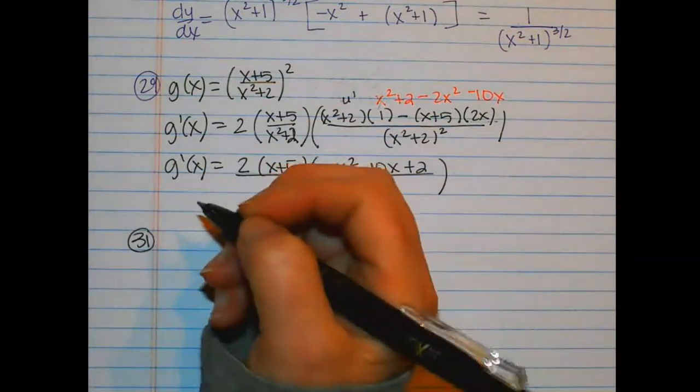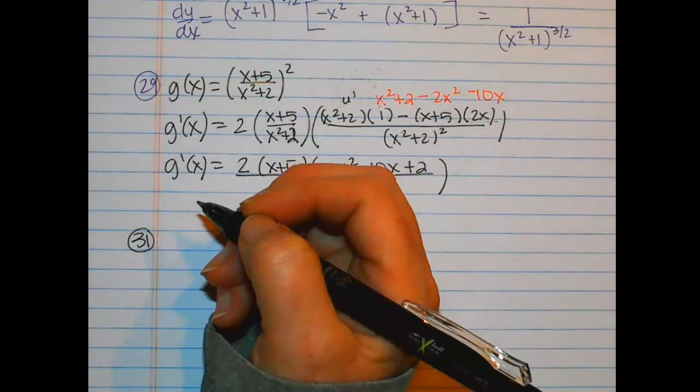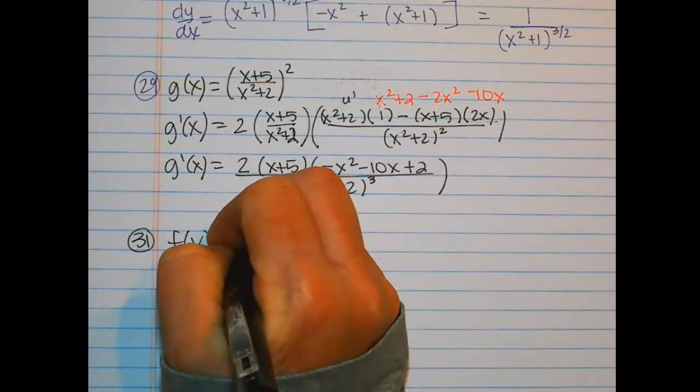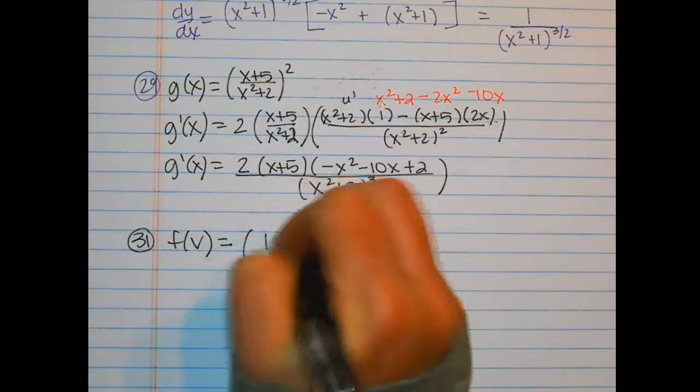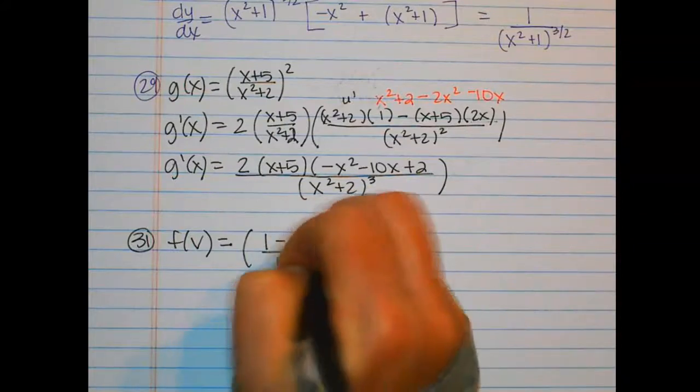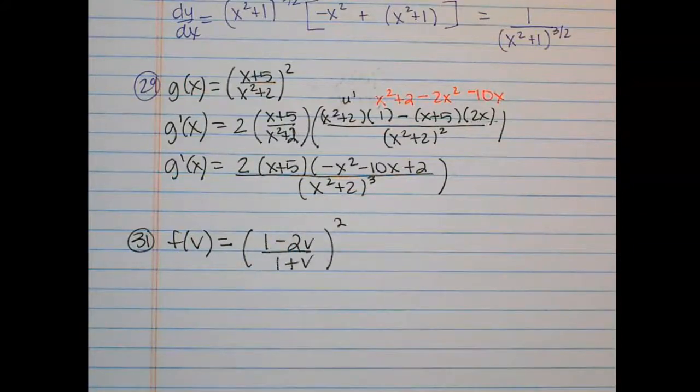31. Same kind of problem. F of v equals 1 minus 2v, and then 1 plus v on the bottom. I'm going to do this one not on the video, and then you can check your answer. So pause and stop and check your answer if you needed to. That way you can try it like 29.